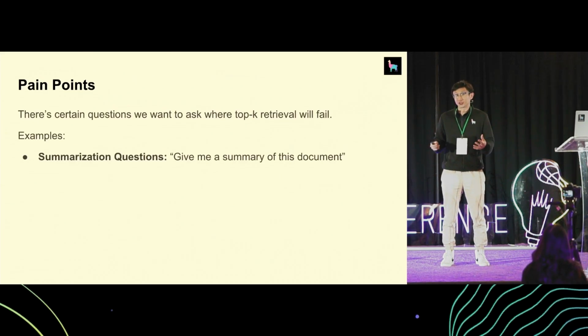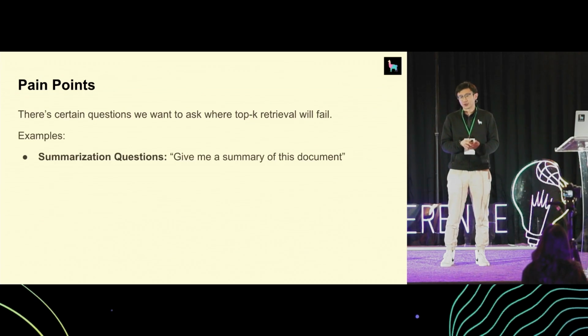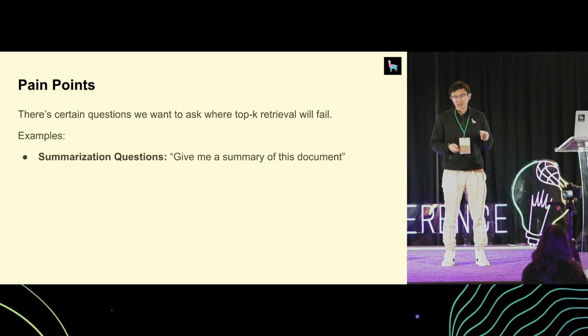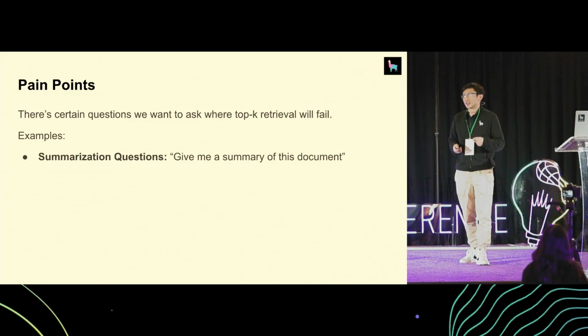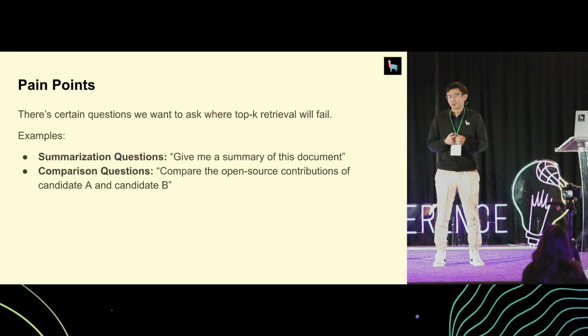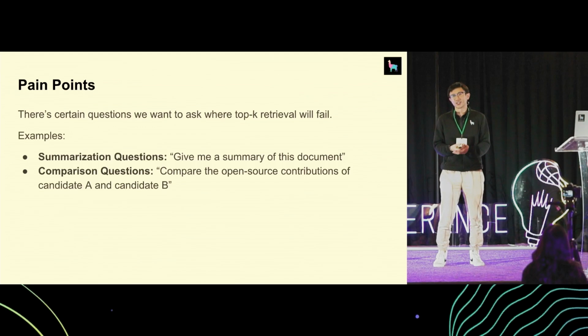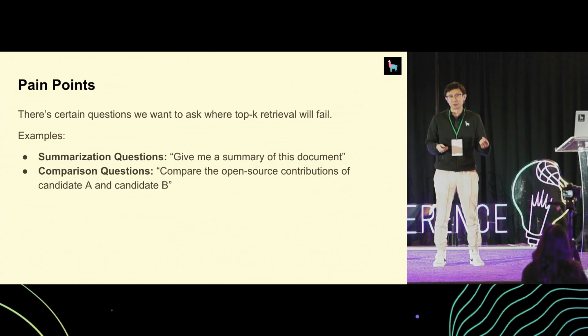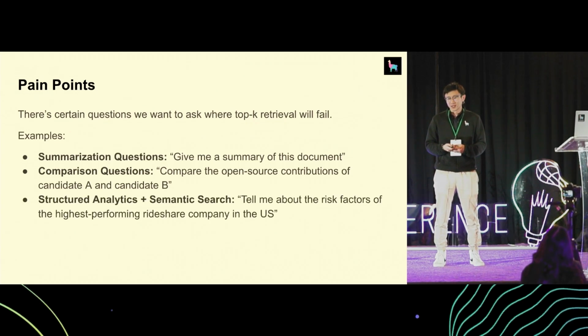So here are some challenges with naive RAG, right? There are certain questions we want to ask where basic top K retrieval is going to fail. Summarization questions: give me a summary and analysis of this document, instead of just looking up a specific piece of this document. Comparison questions: compare the open source contributions of candidate A and candidate B, if you're doing resume analysis, or basically any sort of comparison, like apples versus oranges, right?